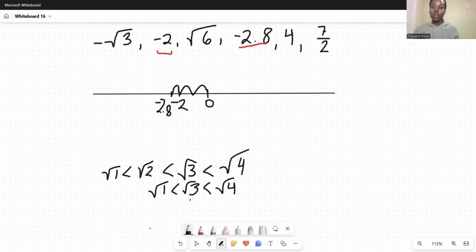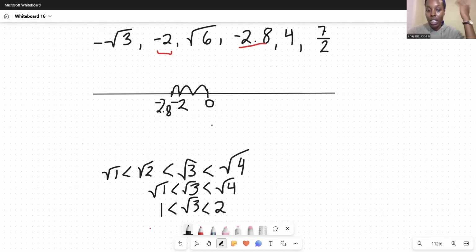Okay, what number multiplied by itself gets you 1? That's right. 1 times 1 gives you 1, so the square root of 1 is 1. And what number multiplied by itself gives you 4? That's right. 2 times 2 gives you 4, so the square root of 4 is 2. So the square root of 3 is between 1 and 2. So it's less than 2 and it's greater than 1. But it's the negative square root of 3.